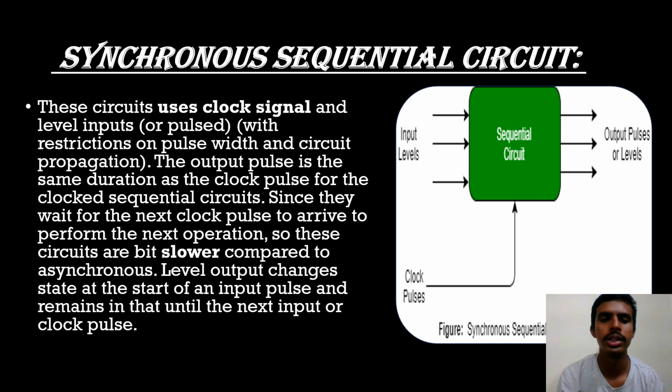Level input changes state at the start of an input pulse and remains in that state until the next input or clock pulse is applied. So as we can see, this is the diagram in which the input level and the output pulse level are shown, but this performance totally depends on the clock pulse, which is shown here. So this is how the synchronous sequential circuit works.